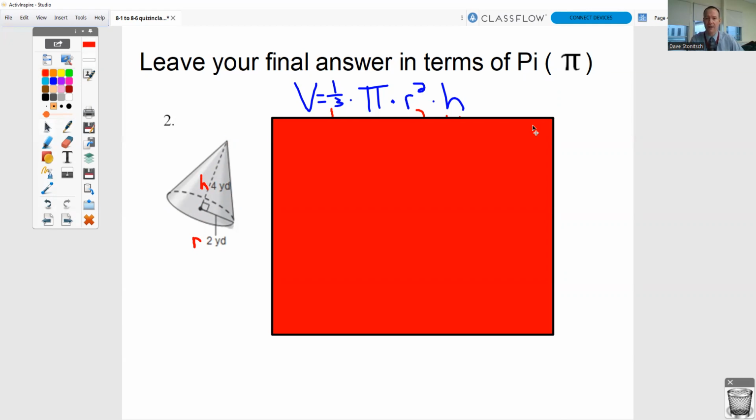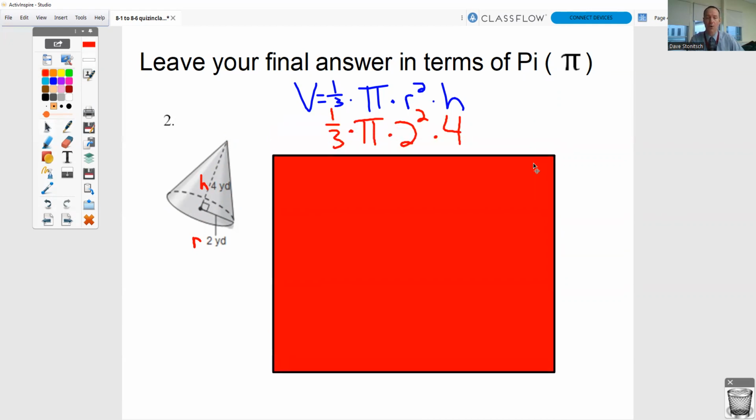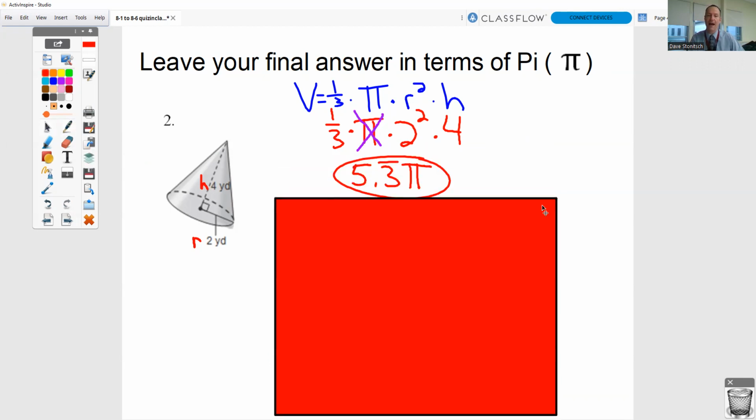So you're going to type in everything except for the pi symbol. 1/3 stays 1/3. Pi stays pi. Radius is 2, so times 2 squared times your height of 4. Again, you're typing in everything except for the pi symbol, because we're leaving it in terms of pi. When you type that in, you get 5.3333, or 5.3 repeating. All that you do is stick that pi symbol at the end. Remember, to type in 1/3, you do 1 divided by 3.